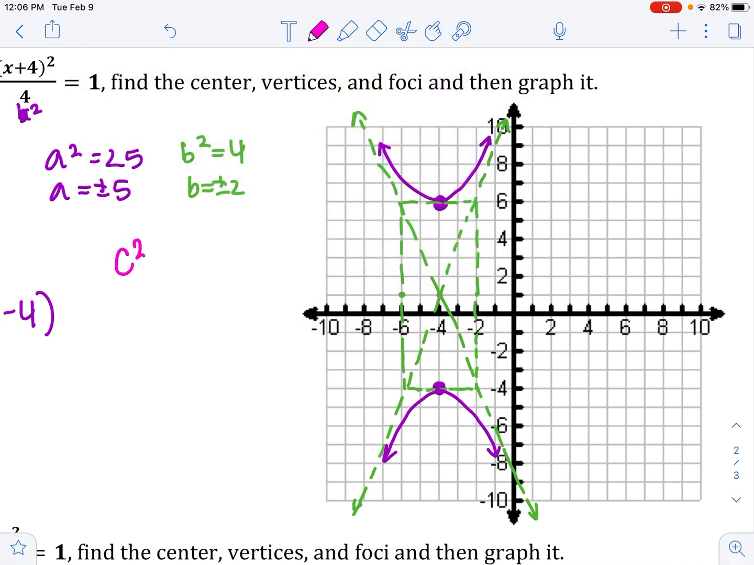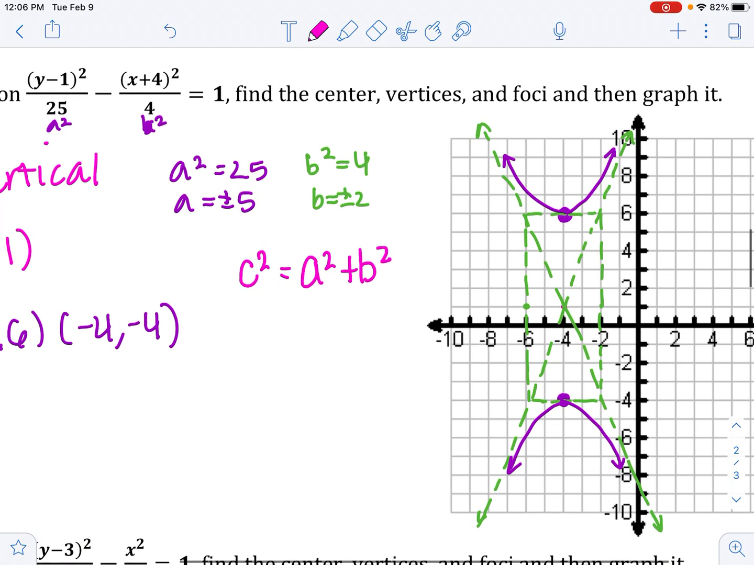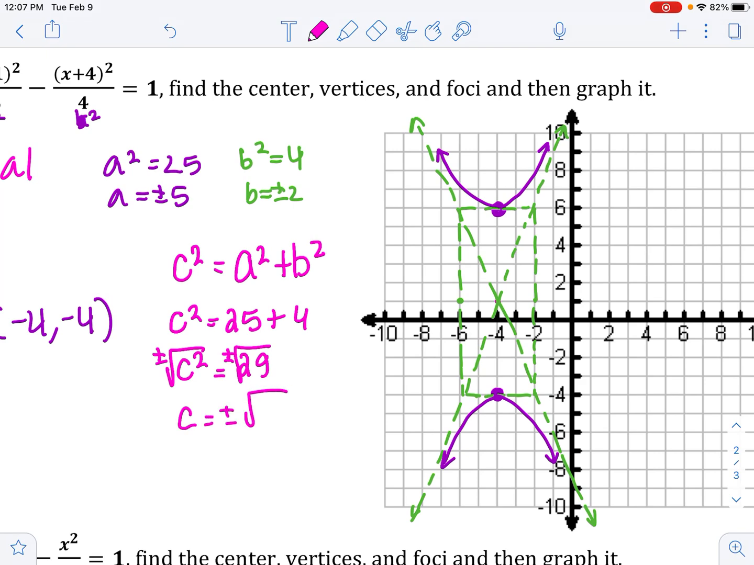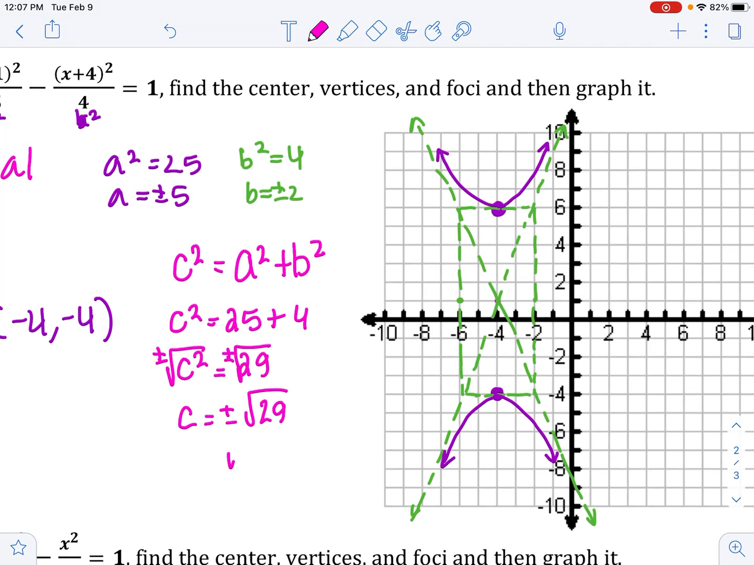All right, last but not least, I need to get C. C squared is equal to A squared plus B squared. If you forget, remember, look up there, it's a minus, don't do that. C squared is equal to 25 plus 4. So C squared is 29. And then square root plus or minus, and I get C is positive or negative root 29. Which can't be simplified, so I'm going to leave it, but I can estimate it. It's a little bit more than 5, so it's 5 point something.